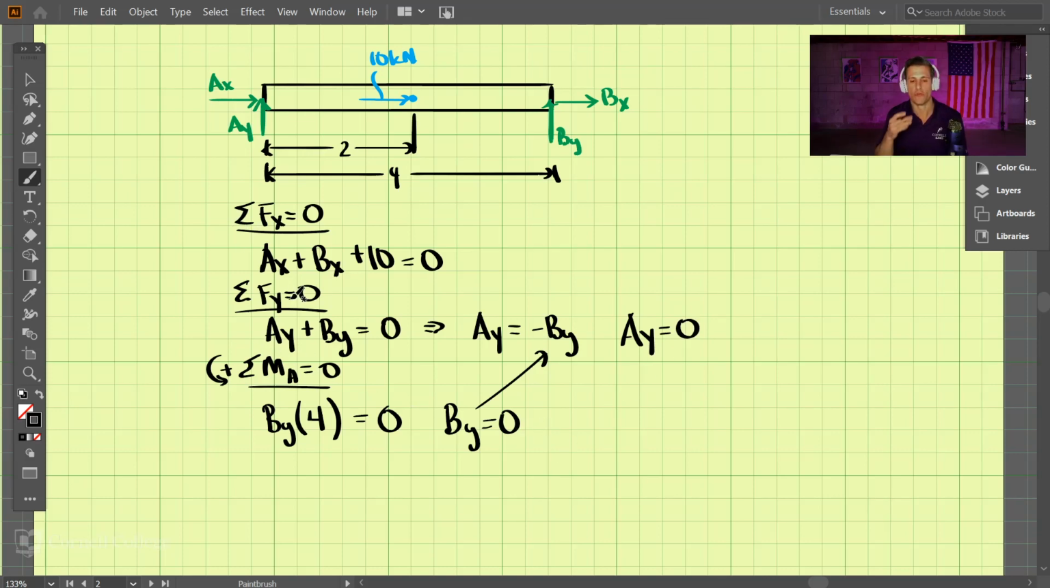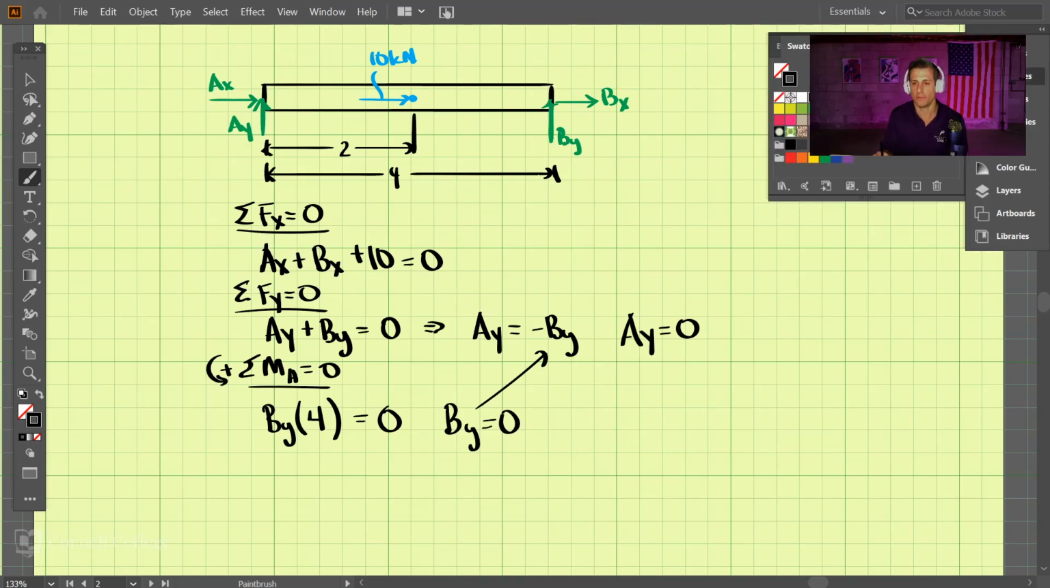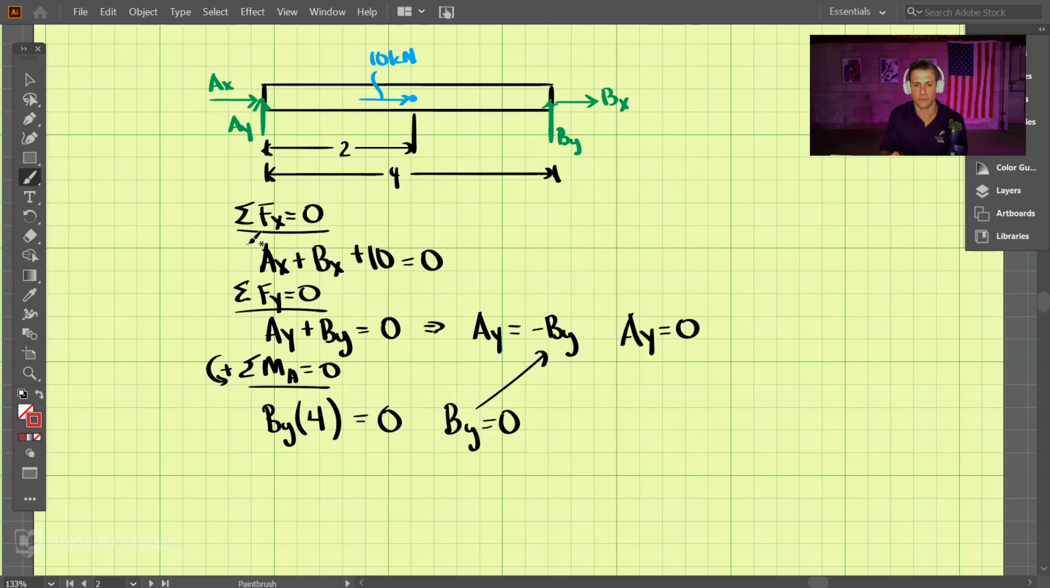But we've run out of equilibrium equations, all right? We could take the moments around B over here, and what we would find is it wouldn't help us out at all because of this equation right up here. We have AX and BX, and we can't determine which one is taking some of the force, which one's taking all of the force, through these static equilibrium equations. So that's what we call statically indeterminate.